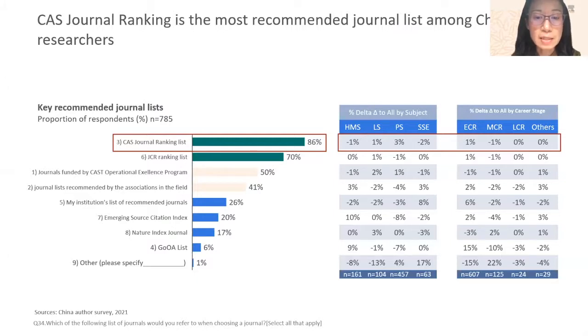There is virtually little deviation among the researchers from different sectors. The situation is also true among researchers at different career stages. No matter whether they are in the early stage, middle stage, or later stage, all think the CAS Journal Ranking List is the first prioritized list they should look for upon choosing a journal. Next.